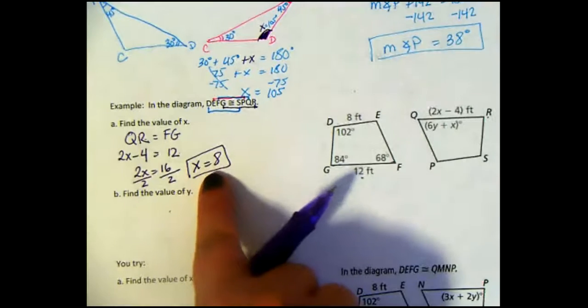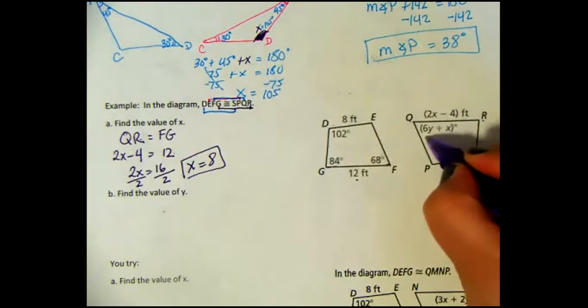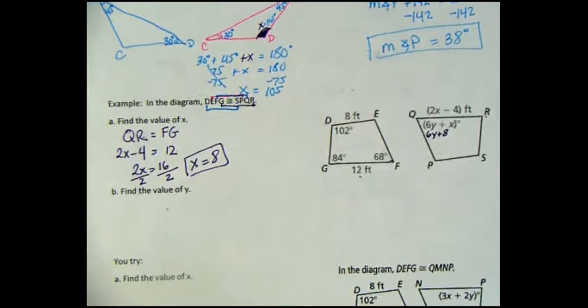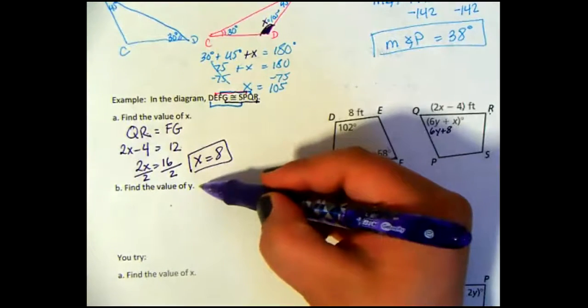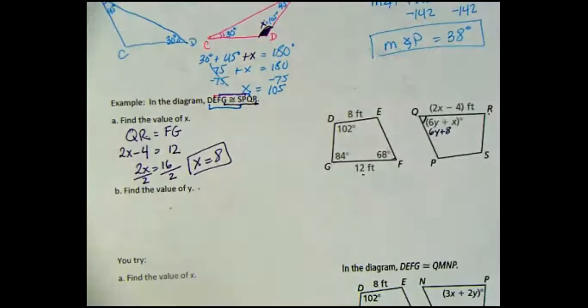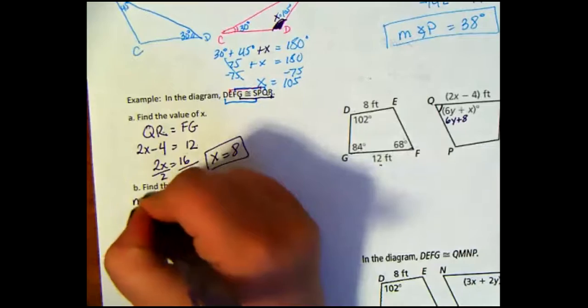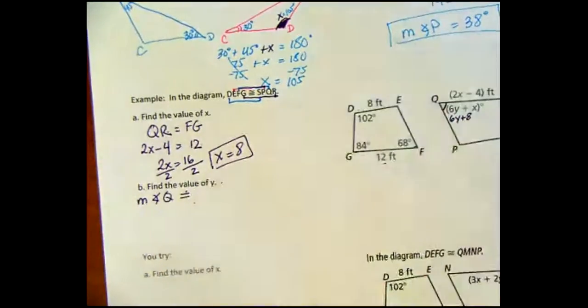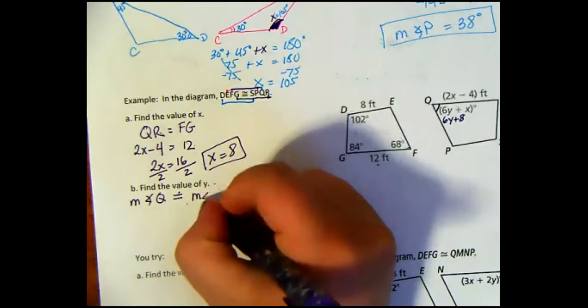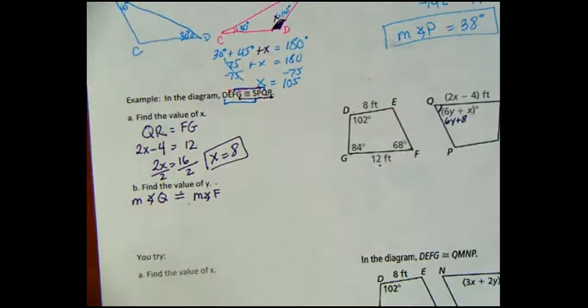Now that I know x is 8, I know that this right here is 6y plus 8 because I can replace the x with 8. And now this will allow me to find the value of y. So I can take a look at this. 6y plus x is angle Q. That's the measure of angle Q. And I know that angle Q, as you guys were telling me, is congruent to angle F. So the measure of angle Q is equal to the measure of angle F.